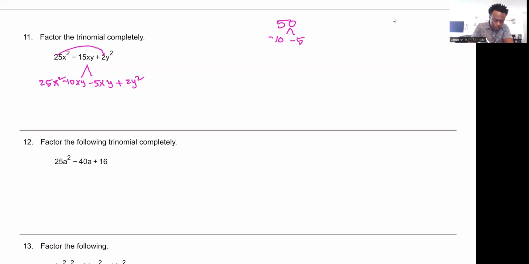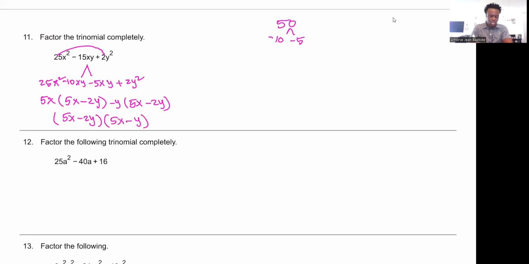Factor the GCF of each group. That's 5x for the first group, two terms, and that's 5x minus 2y. And then the second group, -y is the GCF, so -y goes out, and then 5x minus 2y. Factor out 5x minus 2y again, and then complete your factored form as 5x minus y for the second pair of parentheses. Now you see all the steps when you use group factoring.